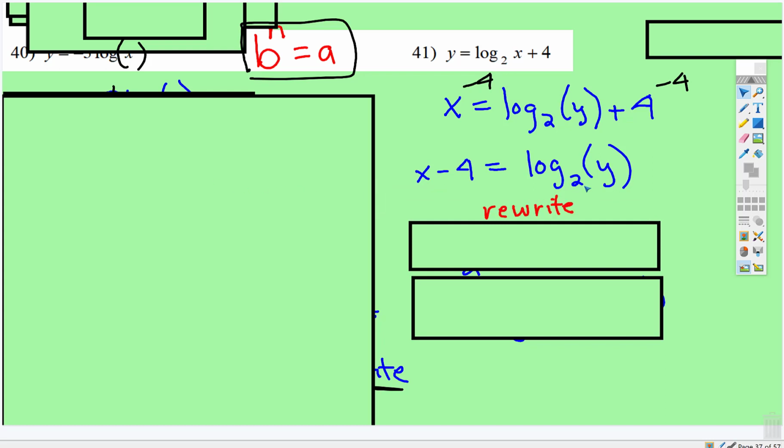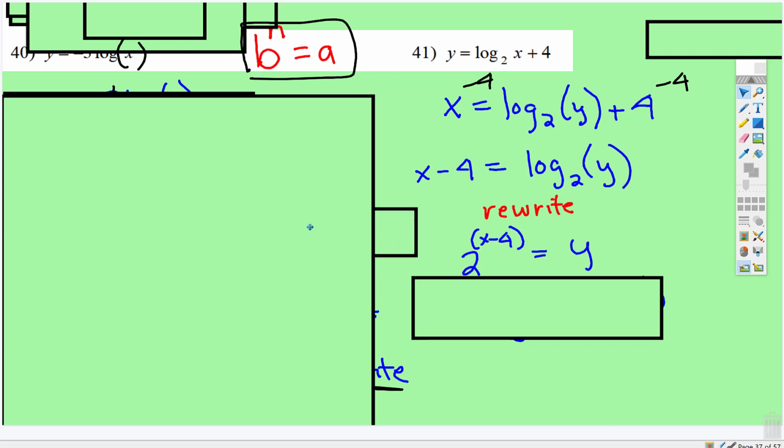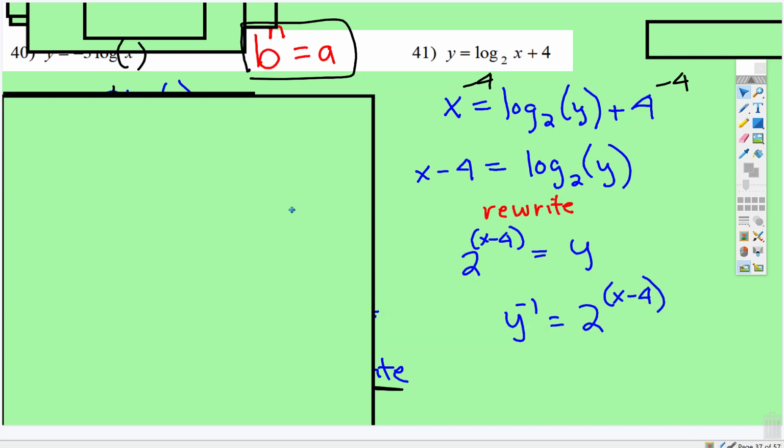We're going to rewrite. Here's our base, here's our exponent, here's our value. So 2 to the x subtract 4 is equal to y, and then we're just going to rewrite y to the raised -1 is equal to 2 to the raised x minus 4. And that's it for this one.